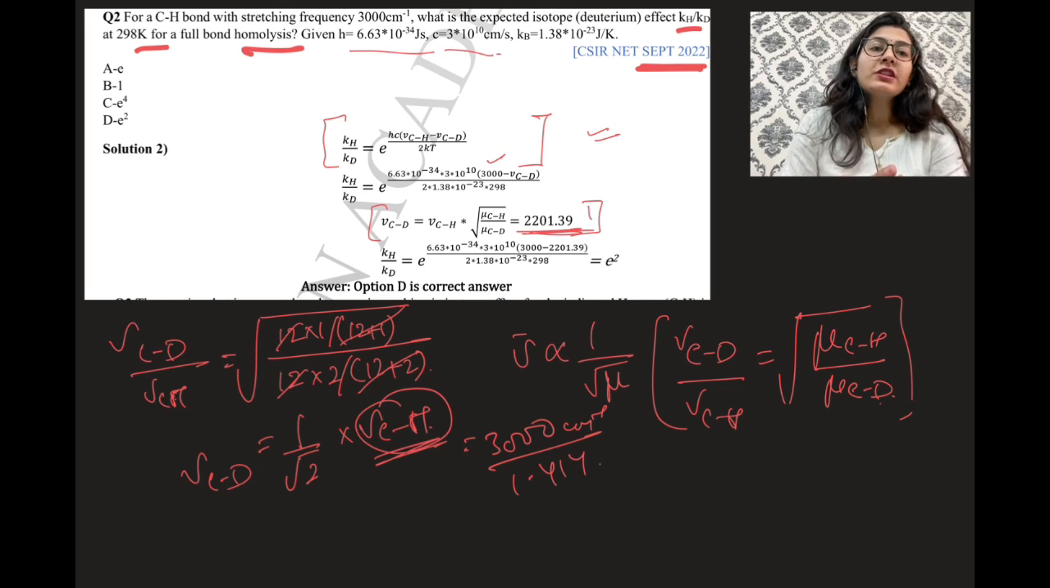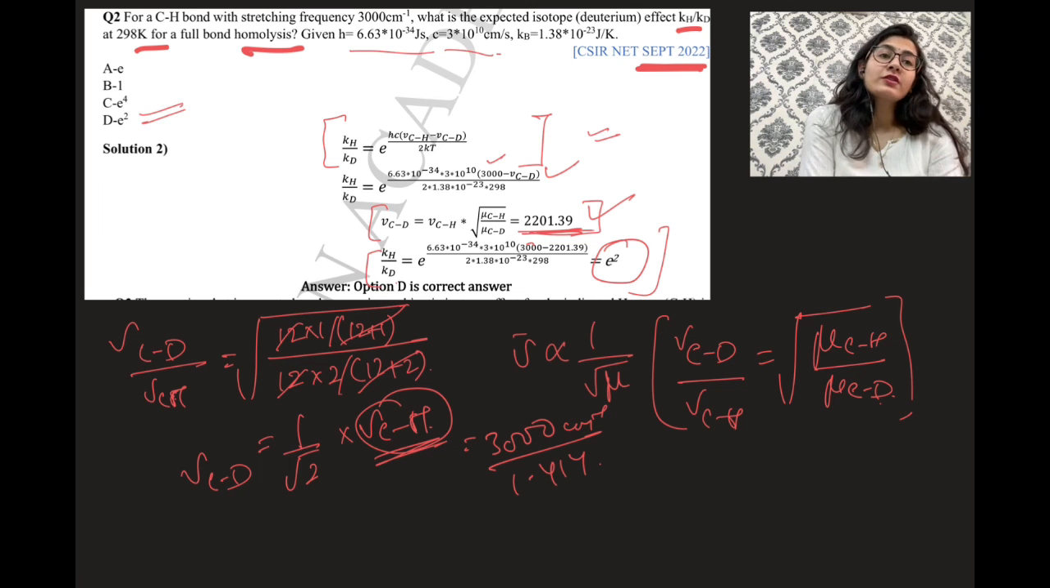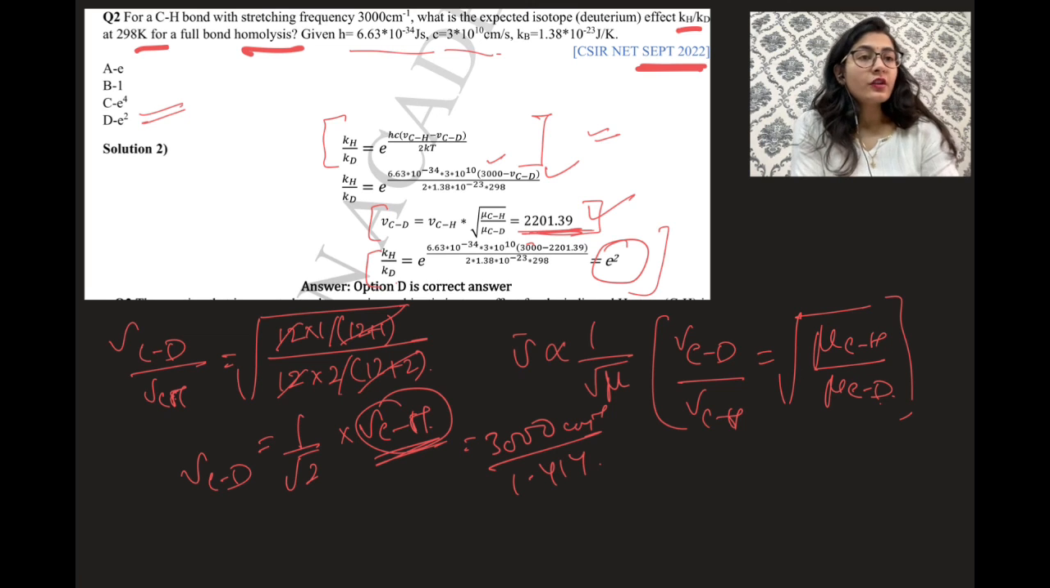Now put this value in this equation and you are going to get kH upon kD, which comes out finally to be e to the power 2. So D is your correct option. I want you all to try this by yourself. It's a recent year question which has been asked.